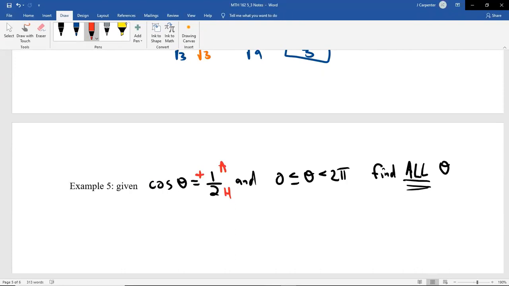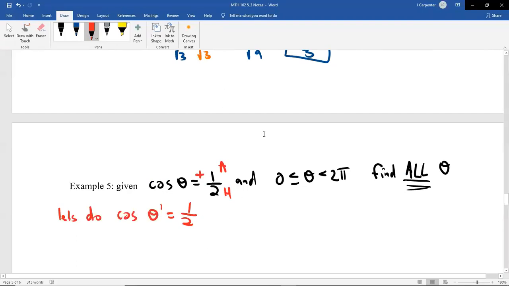Okay. So because this is cosine of theta equals 1/2, let's do the cosine of theta prime equals 1/2. Now, if there was a negative here, I wouldn't write the negative here. So we drop the signs and we switch to a reference angle. So we dropped the plus or minus sign and we switched to a reference angle.